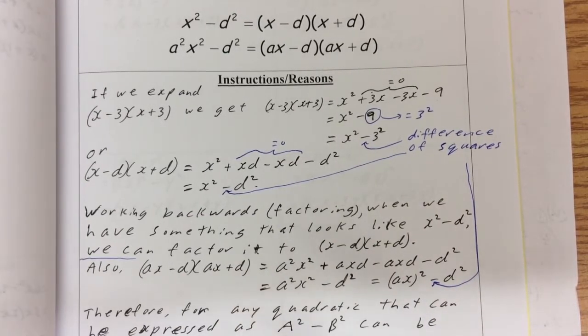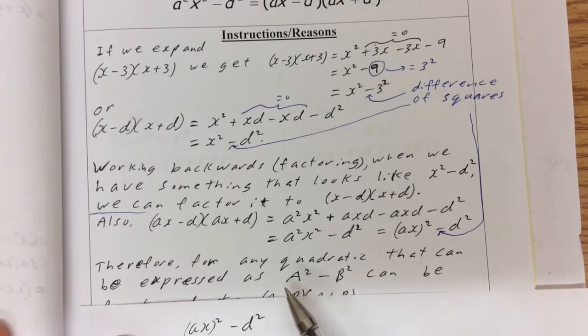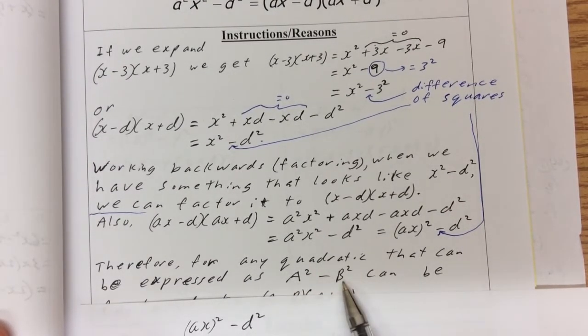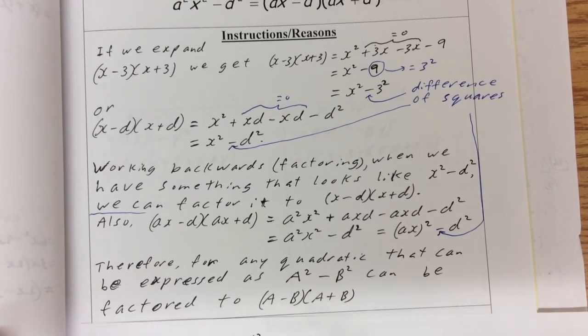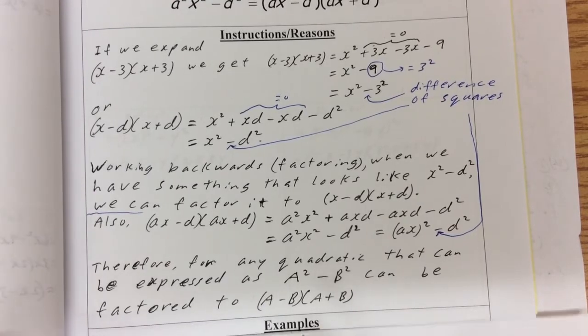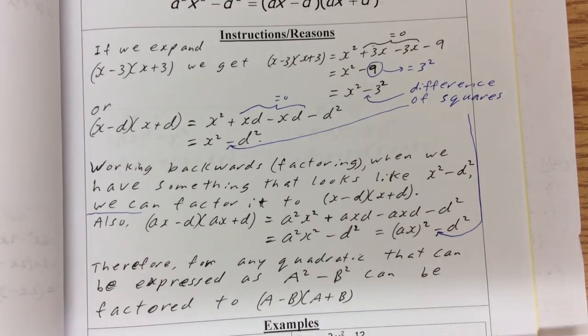Okay, so for any quadratic, basically, where you have some object squared minus some object squared, okay, so that could be an expression, could be something else more complicated. As long as there's a minus of 2 things that are squared, you can factor it to a minus b, a plus b. And those a's and b's can be anything. Okay, so let's take a look at some examples here.